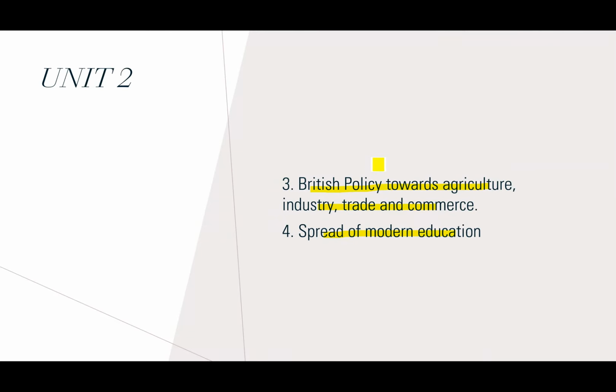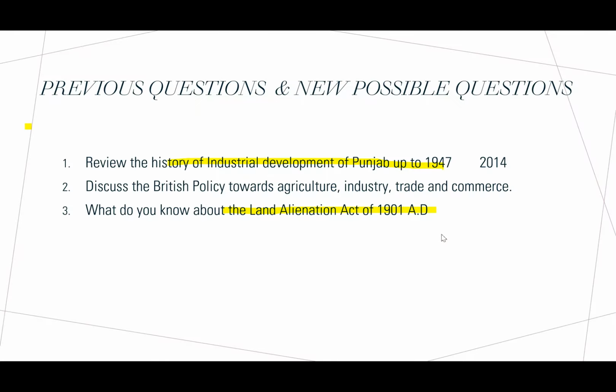Unit 2, British policy towards agriculture, industry, trade, and commerce. Now, see here, on agriculture, I told you there can be a direct question on this, and on industry, trade, and commerce. On agriculture, they can talk about the canals built by them, the Upper Bari Doab, or the Land Alienation Act. Now again, there can be a question on modern education, the spread of modern education in Punjab. It could be a direct question this time, or they could be asking what was the outcome of modern education, or what were the various phases of modern education in Punjab. So I think this time it will be very direct questions on these topics, right?